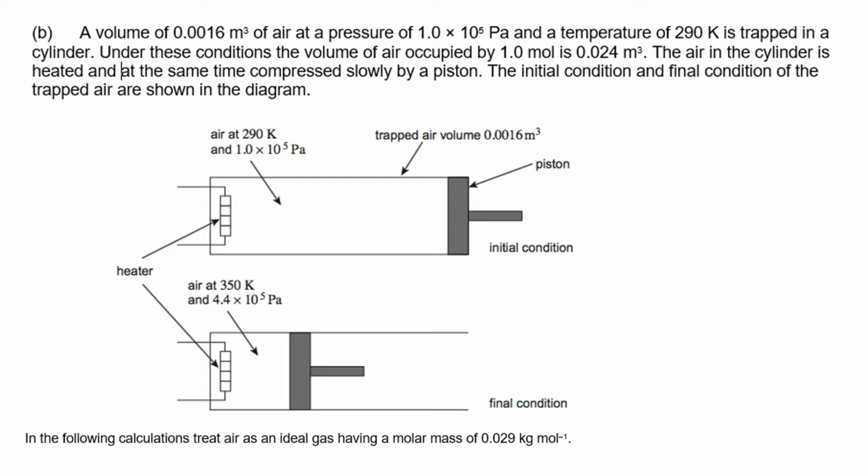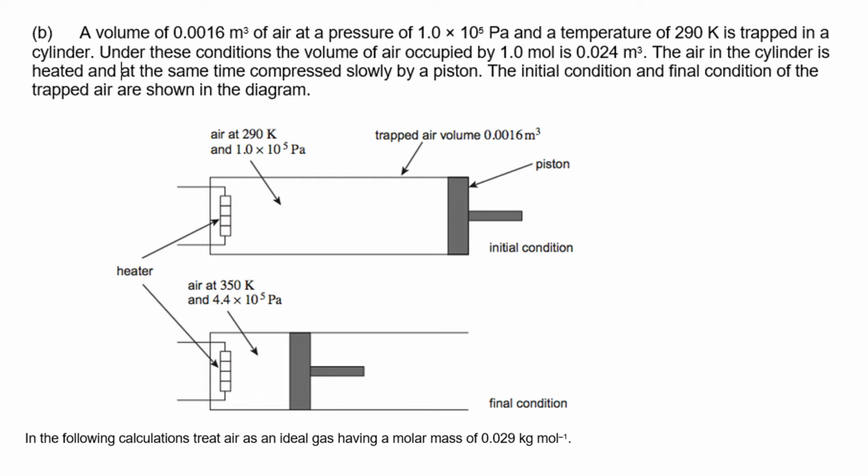And what we're going to do is heat it and compress the piston, so we change temperature and volume. And we've been given some final conditions, so we know the final temperature and we know the final pressure. And we're going to deal with the idea that 1 mole of gas has a mass of 0.029 kilograms, which is around what it is for air. So that's all the information.